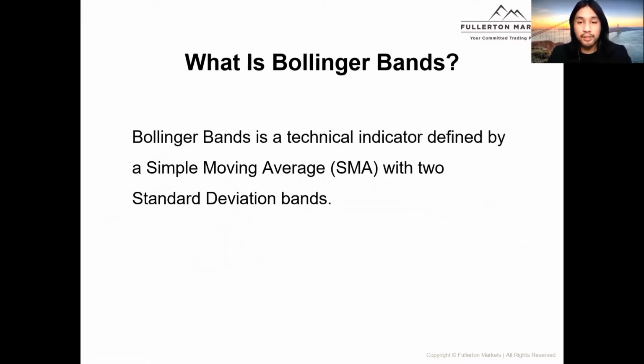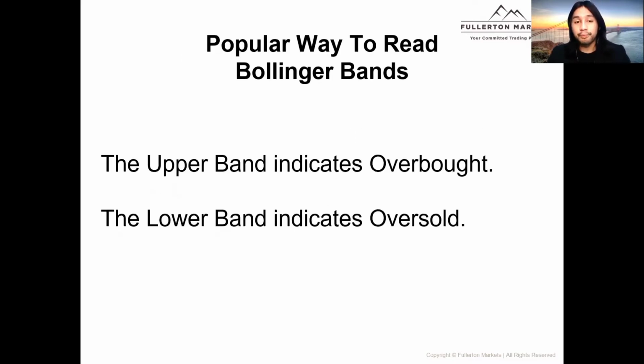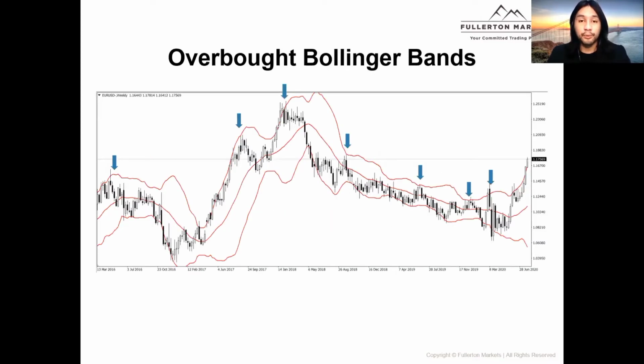So Bollinger Bands are technical indicators defined by an SMA, a simple moving average, with two standard deviation bands. The upper band indicates when it's overbought, and the lower band indicates when it's oversold. Looking at the chart, we are on the euro dollar on the weekly. As you can see, there are three lines here: the top, the middle, and the bottom. The top line or the top band.